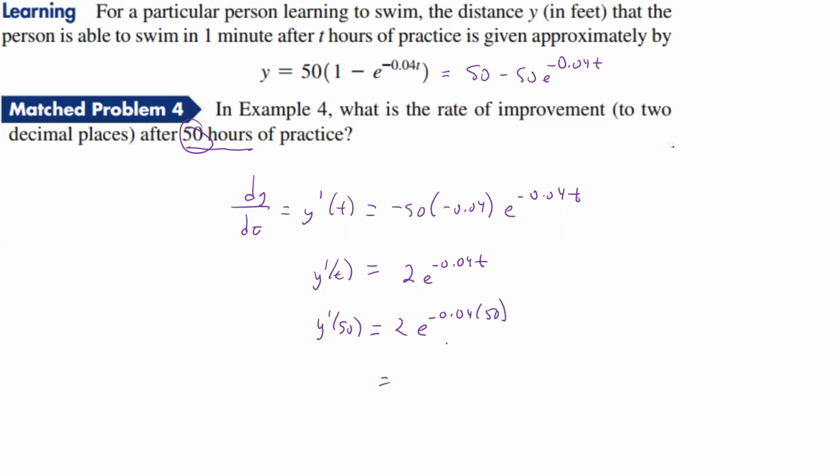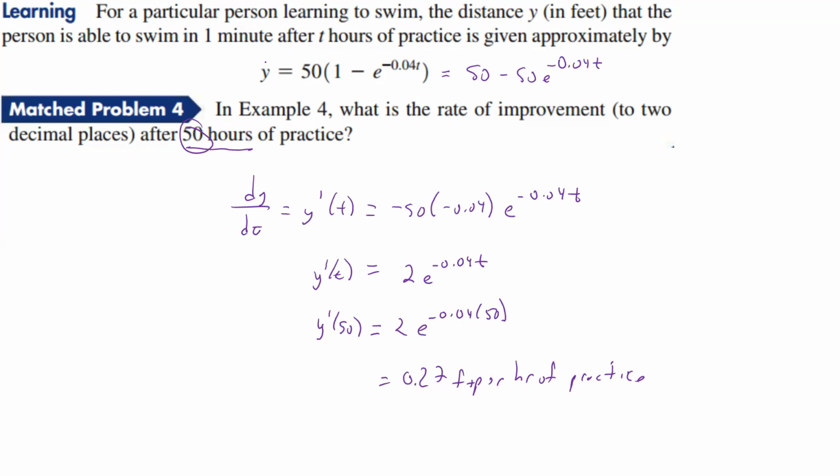So we need e to the negative what? 2 and then times 2. And if we plug that in, it looks like we get how many decimal places? 2 decimal places. So that rounds to 0.27 feet per hour of practice. Okay, because it says that's how far you can swim in a minute after t hours of practice. So we're going to swim 0.27 feet per hour of extra practice at 50 hours of practice.